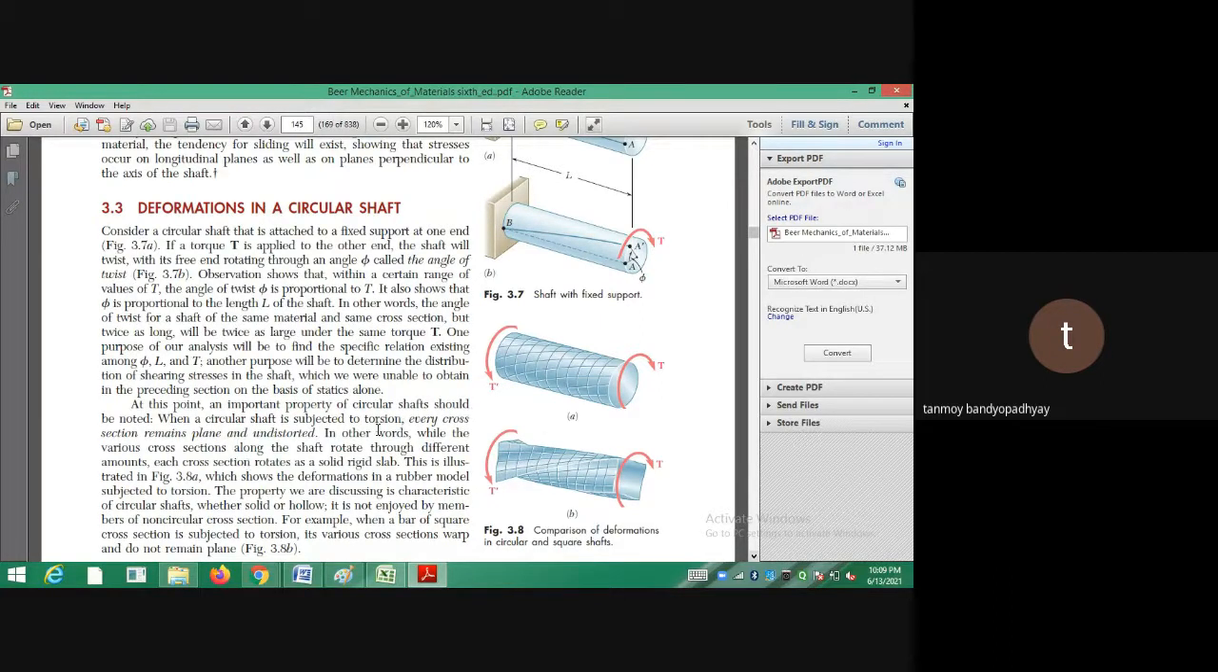Every cross section remains parallel and undistorted. Whatever the cross section was before, a circle is difficult to understand, which is why they have given a square. The cross section was square before twisting. After I twist it, it doesn't become something like a rectangle or trapezoid. The cross section which was square in the beginning remains square after twisting also. That is what has been written: the section remains plane and undistorted. This is the basic thing we'll be using in the derivation. Any line that was straight before torsion will remain straight after torsion also.